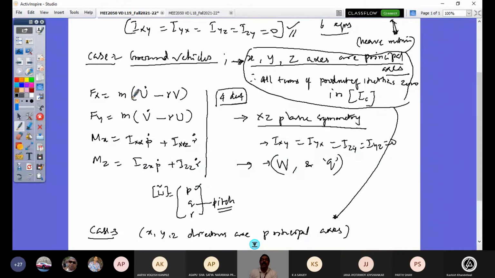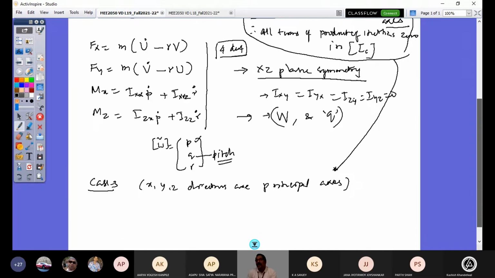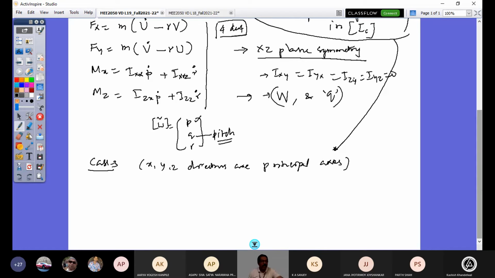That has brought down the 6 from 6 4 equation, and the symmetry of the XZ plane further reduces this form, right? Okay, so now further, if I consider this symmetry along with the 3 principal axes, what would happen? I would have my IZX term also 0, right? IZX is equal to IXZ, also 0. Because all 3 axes are principal axes, I will have only the mass moments of inertia, or the diagonal terms, in my centroidal inertia matrix. So these 2 terms would disappear, and my equation now reduces to this.